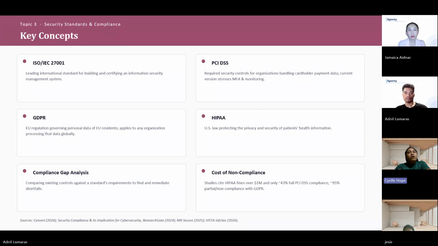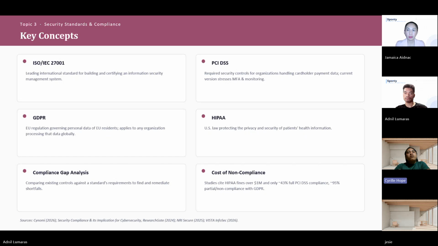Because most organizations must satisfy more than one standard at once, current guidance stresses using overlapping standards like ISO 27001 and NIST together rather than treating each as a separate project. Many organizations build a single internal controls framework and then map it to each external standard they need to satisfy, which avoids duplicating work every time a new regulation or customer requirement appears.